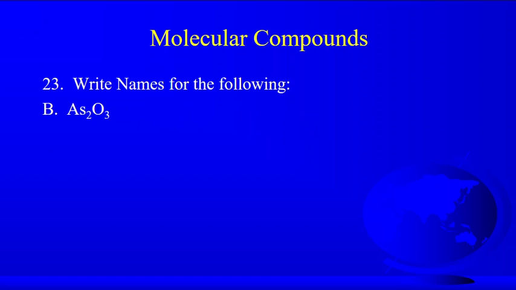How about this one? Arsenic. How many arsenics? Chemistry numbers, please. What's the chemistry number for 2? Yes, so it's diarsenic. We change the second one to oxide.